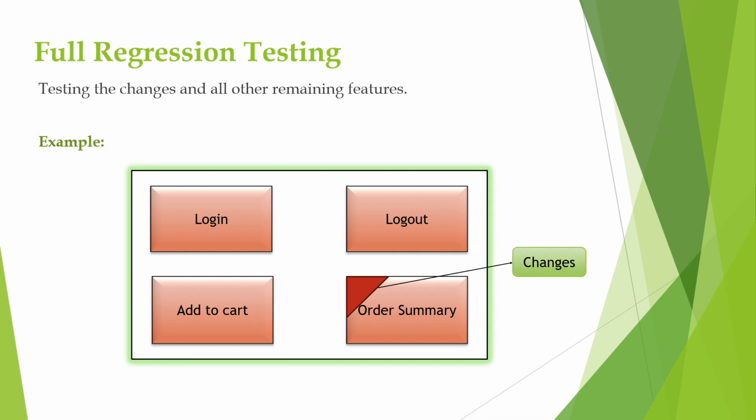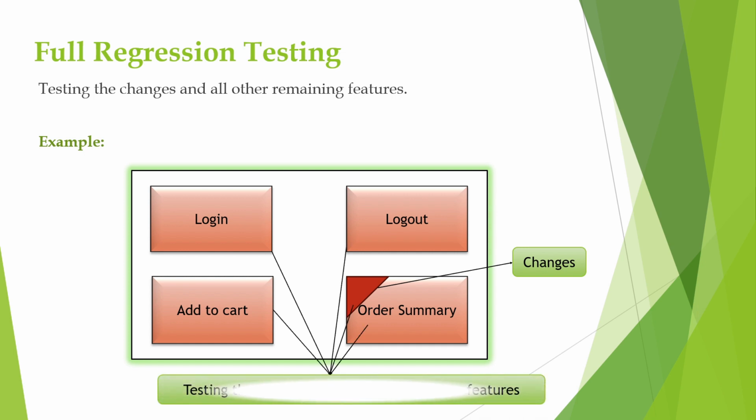These changes would have impacted some other area also. So when I don't know how to identify the impacted region, chances are that we might miss some of the defects or bugs. So irrespective of any changes, we will test the entire application. Testing all the changes or all the defects that are fixed along with the remaining features is called full regression testing.